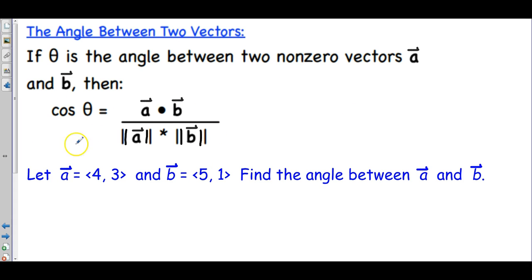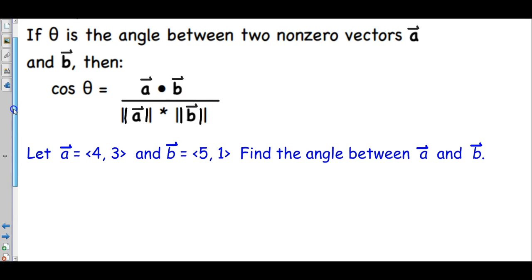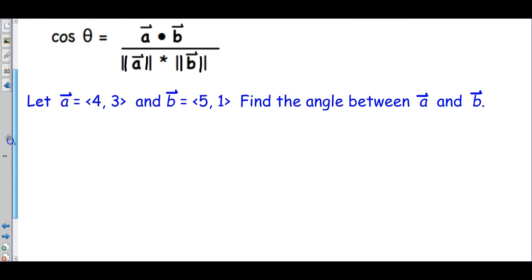So here's your formula up here. The cosine of theta is equal to the dot product of the two vectors divided by the product of the magnitudes. So we've got these two vectors A and B. We want to find the angle between these two vectors. So the first thing that I need is the dot product. So A dot B is going to be equal to 4 times 5 plus 3 times 1, which is equal to 23. So there's the dot product.